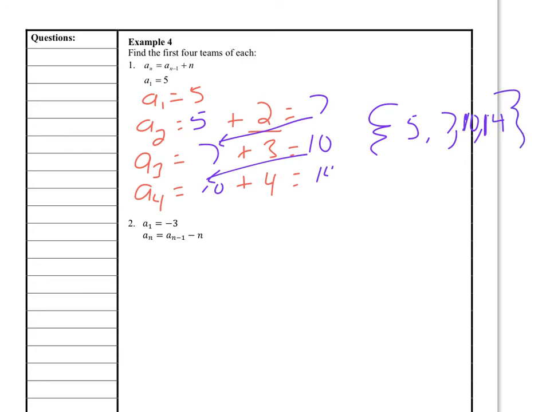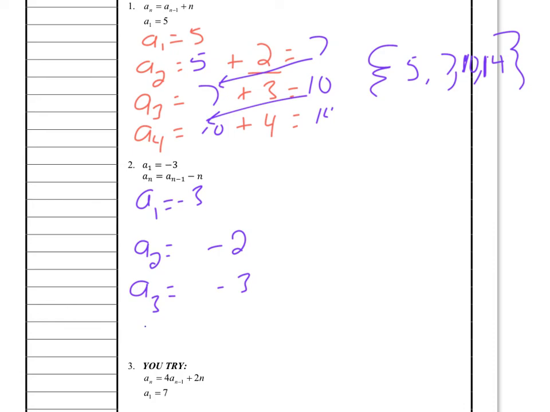So 5, 7, 10, and then 14. All right. Let's do the next one real quick. So we have a subscript 1 is negative 3. So a sub 2 is going to be previous term minus n. So when we do this one, it's previous term minus 2. A sub 3 is going to be previous term minus 3. A subscript 4 is going to be previous term minus 4.